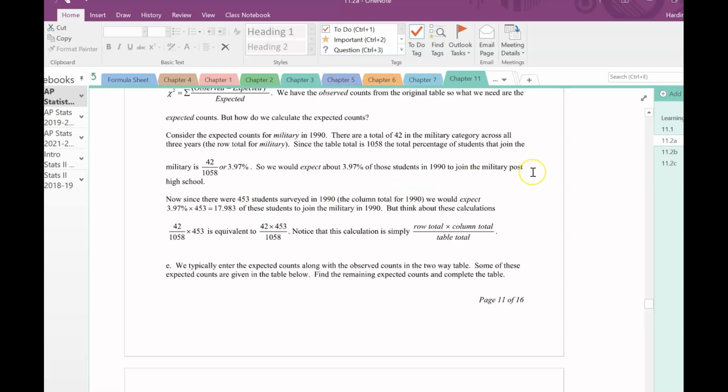But now think about these calculations again, because there's a quicker way to get to this, like there always is, right? If you look at the math that we just did, 42 over 1058 times 453, where are these numbers in the table? 42 is the row total for military, 453 is the column total for 1990, and 1058 is the total of the entire table. So coming up with an expected count for any individual cell in the two-way table can be found by doing row total times column total over the table total.